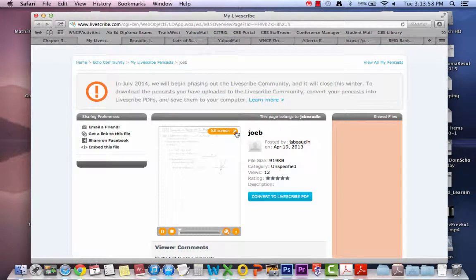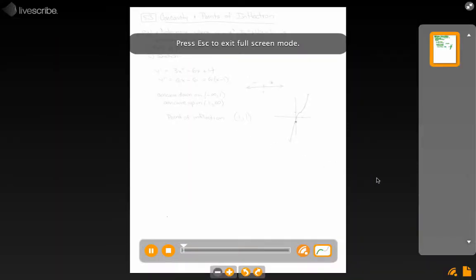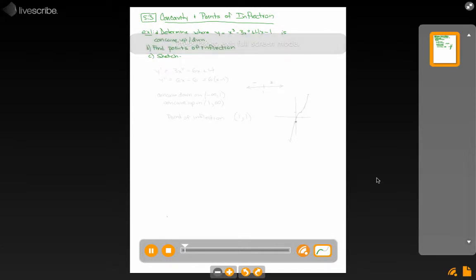This comes out of section 5.3, concavity and points of inflection. So in this first example here, we're asked to determine where y equals x cubed minus 3x squared plus 4x minus 1 is concave up and down, find its points of inflection, and just from that information to sketch it.